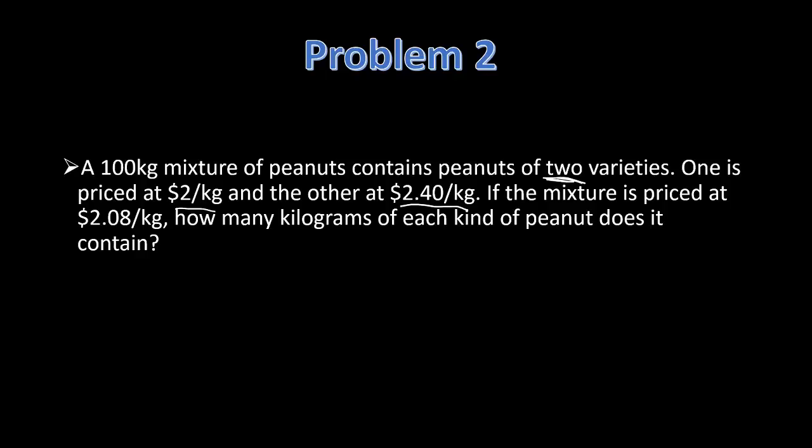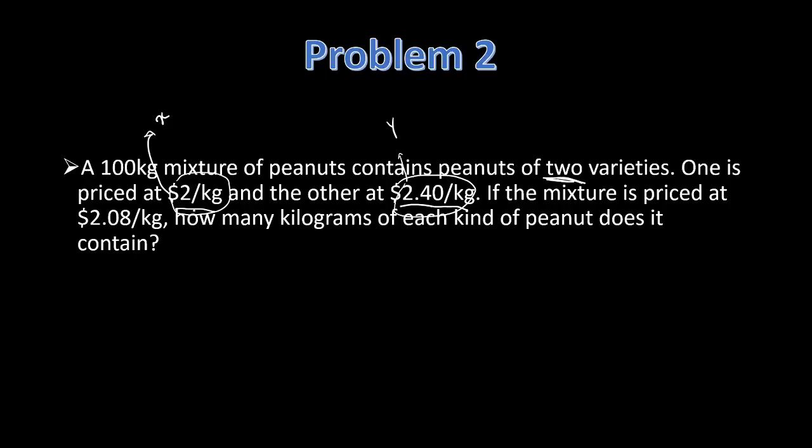Alright, we've got our 2 equations and our 2 unknowns. My first unknown is going to be the one priced at $2 per kilogram. This is going to be my x. We don't have any letters specific for this one, so I'm just going to do x and y. And the other is priced at $2.40 per kilogram. That's going to be my y. Now, this is going to be y kilograms of peanuts, and this is going to be x kilograms of peanuts, because I'm looking for how many kilograms of each kind of peanut it contains.